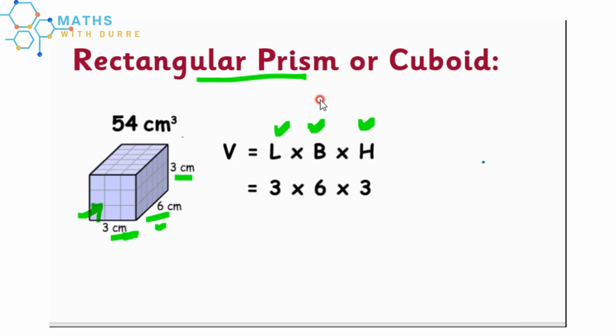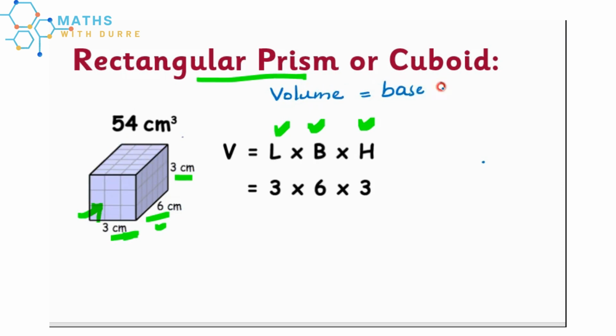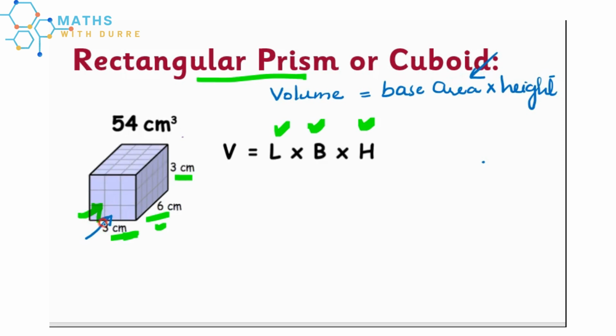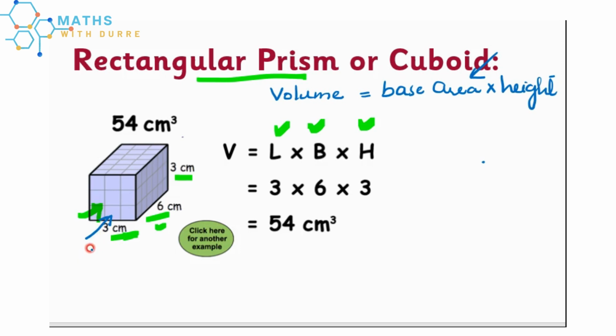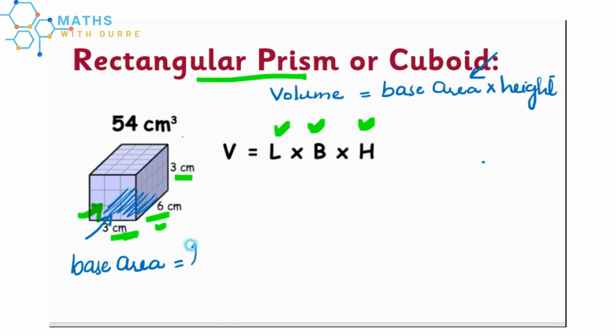Let's learn another way to calculate the volume of a prism. We calculate the volume of a prism by multiplying base area into height of the prism. Before calculating base area, we need to know the base shape of this prism or this cuboid. You can just observe the base shape is a rectangle. So you have to find the area of this base shape.